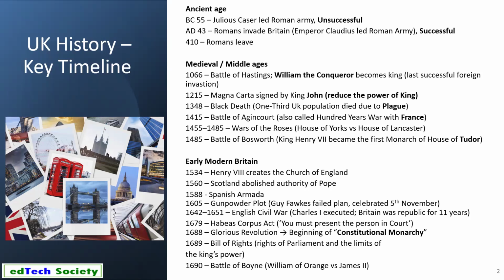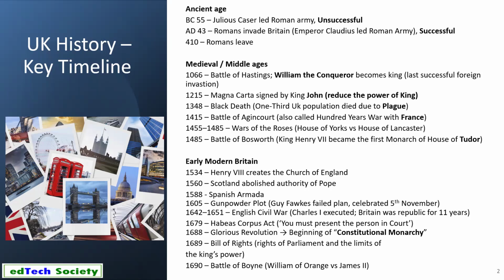1215, that is Magna Carta, which was signed by King John to reduce the power of the king. That is the first step towards democracy. 1348, Black Death killed nearly one third of the population due to plague. 1415, the Battle of Agincourt, England defeated France. This is also called the Hundred Years' War with France, which actually lasted 116 years.